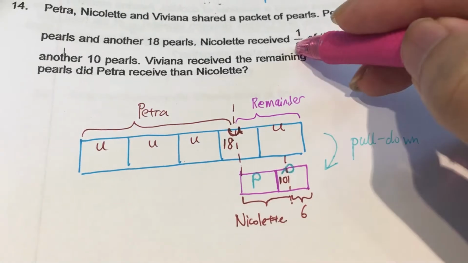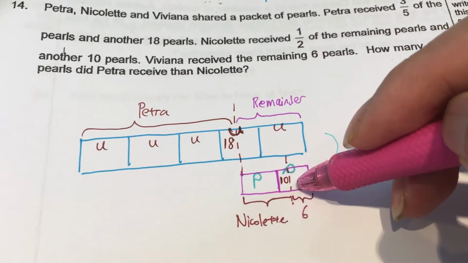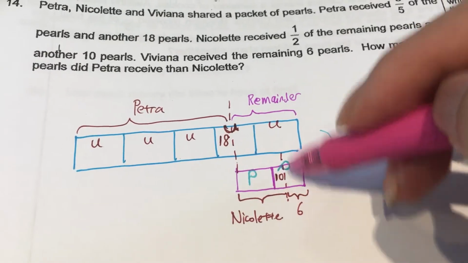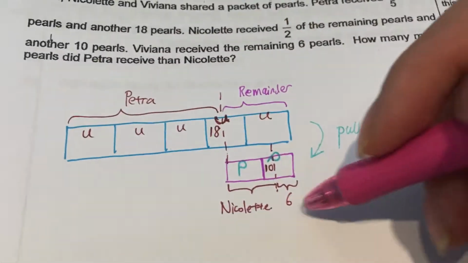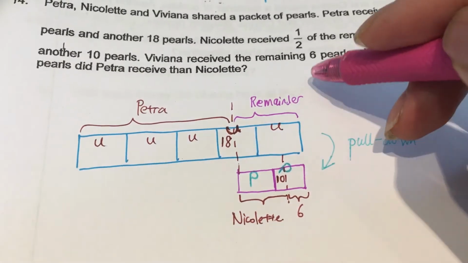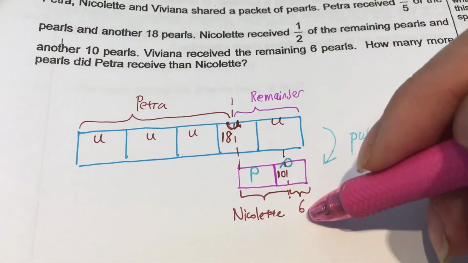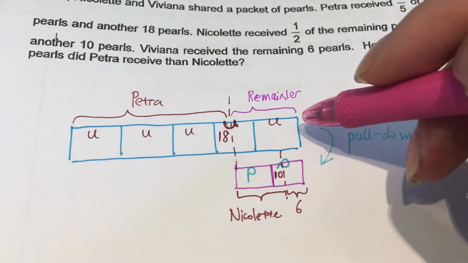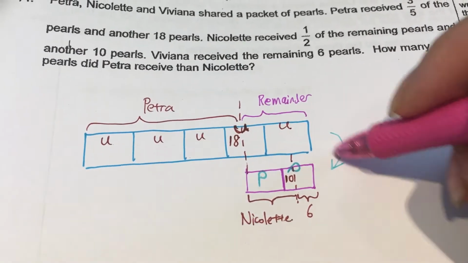And then this part is half, and then you draw 2 units or 2 parts in this case. And then plus 10 more. And then this little space here is 6 for Viviana. Yeah, so we put a V here. Okay, so for the pull down method, it's very straightforward. You pull down, you answer upwards.